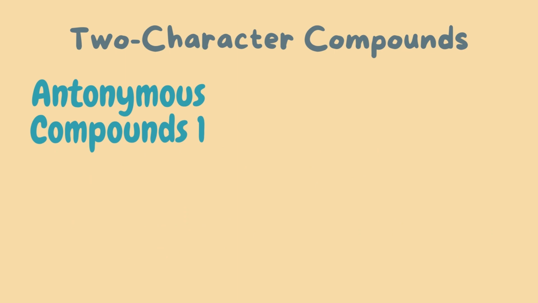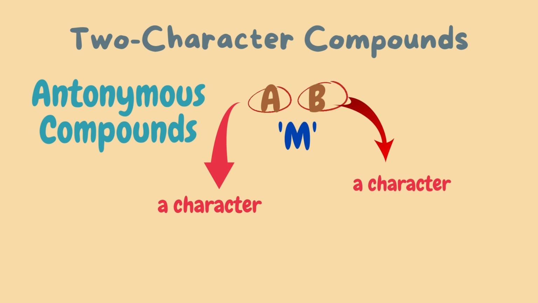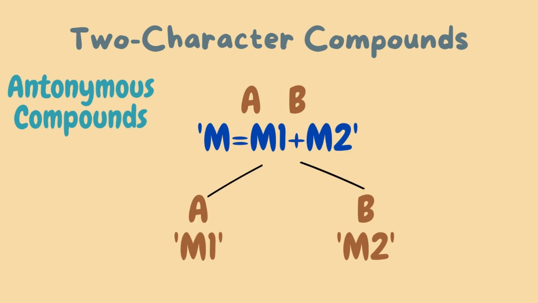Before we get into the topic of antonymous compounds, you should know what they are. An antonymous compound, two-character in our discussion, is a word that combines the meanings of its two individual characters, each of which has an opposite meaning. In other words, if the meaning of the two-character word is M, AB, A represents one character and B represents the other. A stands for M1 and B for M2, where M1 and M2 have opposite meanings. The word they make is AB, and its meaning is M1 plus M2.